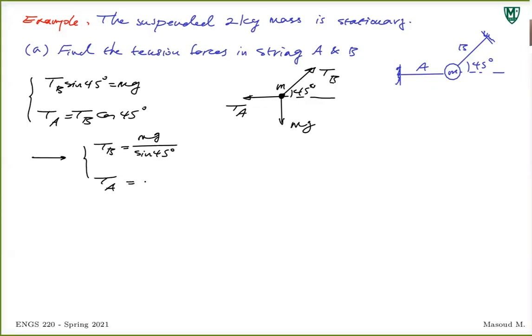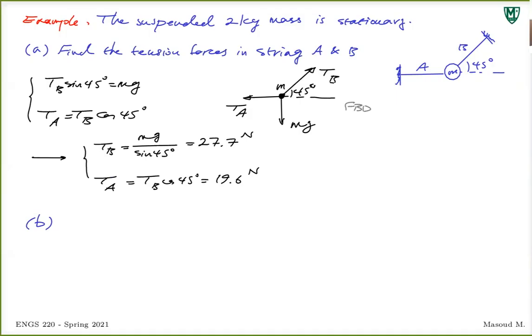All right, so TB from the first one, you will get 27.7 newtons. Once you know that, plug it back into the second one. TA is 27.7 cosine 45 degrees. That will give you 19.6 newtons. So part A is pretty straightforward, hopefully. If it's not, let me know. I'm just going with the assumption that it is, because it's stationary and nothing is moving. You only have a free body diagram. No, nothing is accelerating.